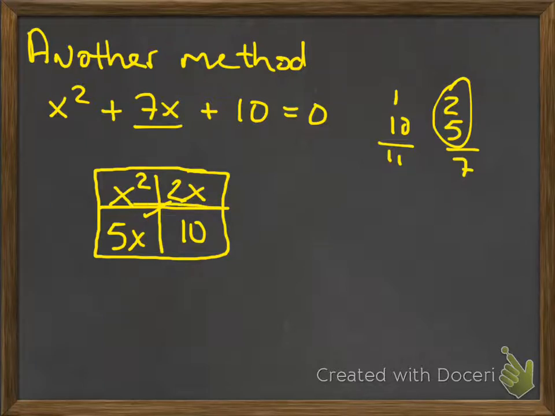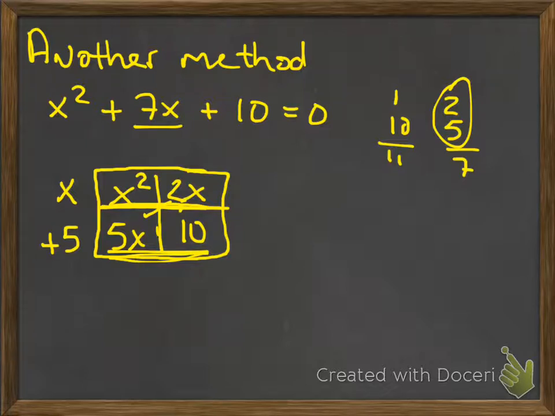Now when you look across this first row, what do you see that they both have in common? Well, they both have an x. So I'm taking that out. What is the greatest common factor? What do the 5 and the 10 both have in common? Well, they're both divisible by positive 5. So that would be a 5 if I took out the 5.